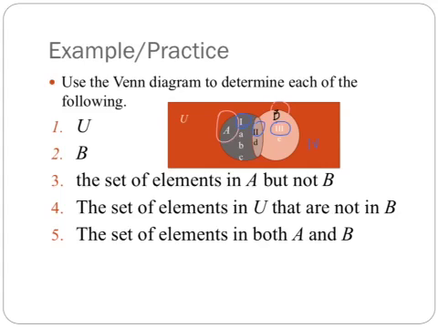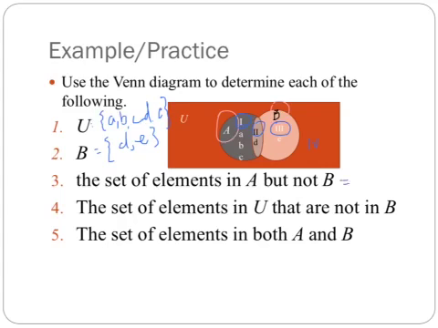The universal set are the letters A, B, C, D, E. Set B contains the elements D and E, because we have to take into account the overlapping.